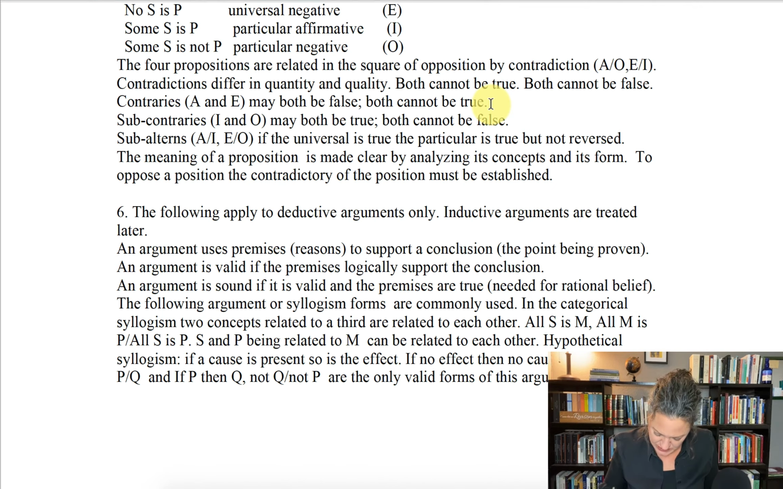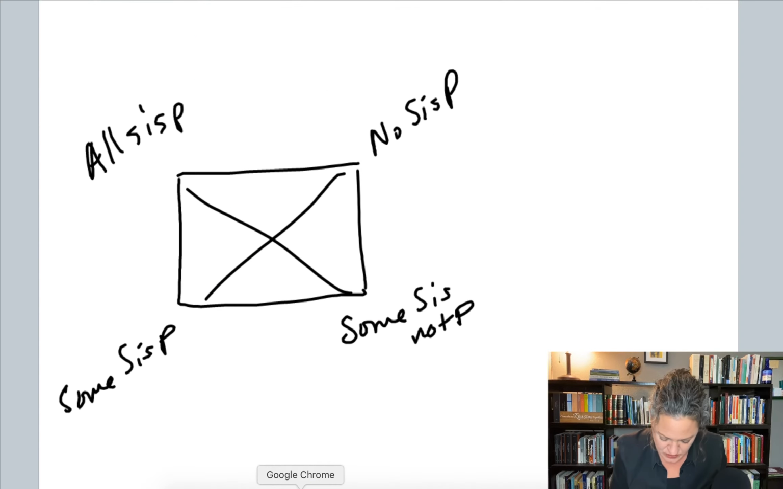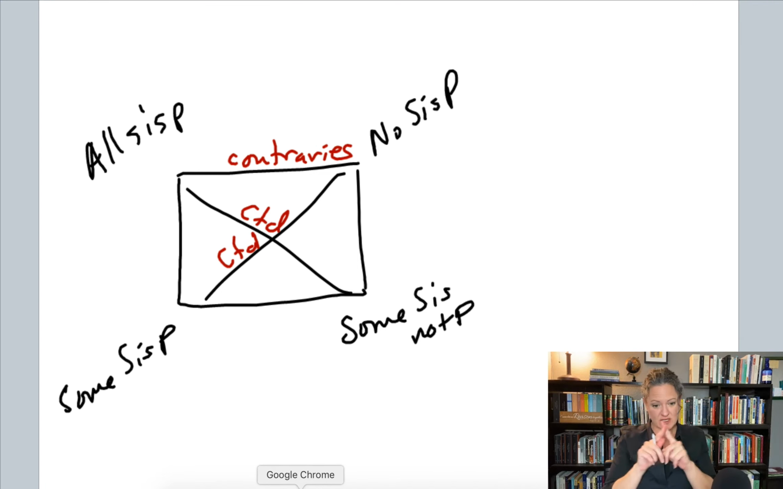Subcontraries, I feel like I should draw this again. Subcontraries, we haven't talked about those yet. I'm going to write all S is P, no S is P, some S is P, some S is not P. You know the relationships already of contradiction. So let's say CTD, that's contradiction. You know contraries. And the rule for the contraries, the top one, both can't be true, both can be false, okay? So you can have a false and a false here.